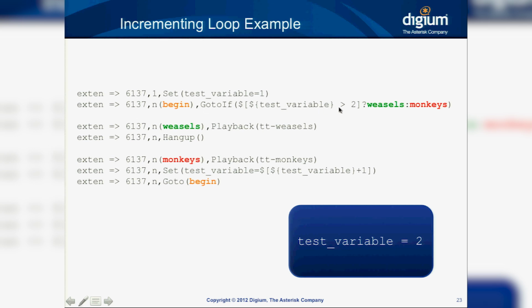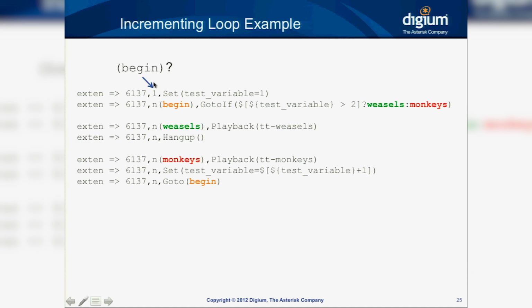So here we go again. It's equal to 2. Is that greater than 2? No, it is not. So we play monkeys again, because you just didn't get enough of that. Then we increment the count again. Now it's equal to 3. Now we go to begin. Now the case is true. So now we will go to weasels, and we'll play weasels, and then we'll hang up. So you can use this logic in an IVR, like 3 strikes and you're out. And that's what I've used over in my IVR.